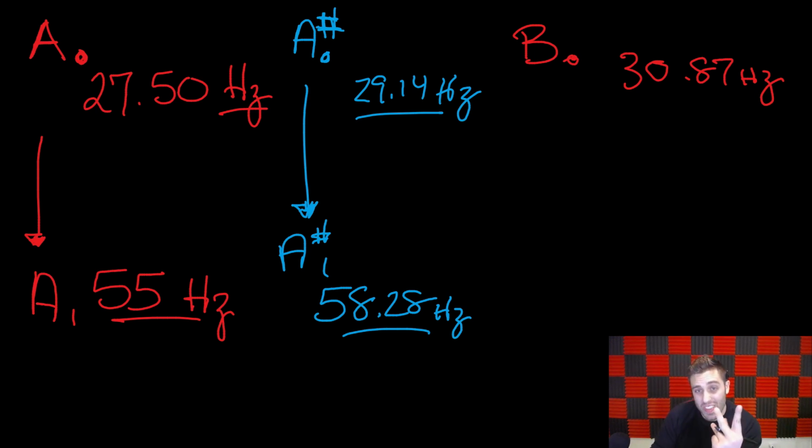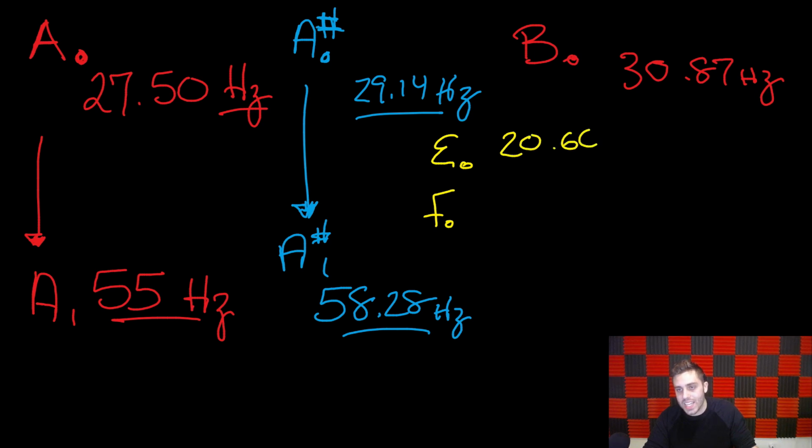Okay, confusing thing number 2 that you need to wrap your head around. Let's take a look at notes E0 and F0. So E0 is a note that has a frequency of 20.60 hertz. Now, if we look at the distance between A and B, A has a distance of about 3.3 hertz between A0 and B0. And then there's about 1.74 hertz between A0 and A sharp 0.